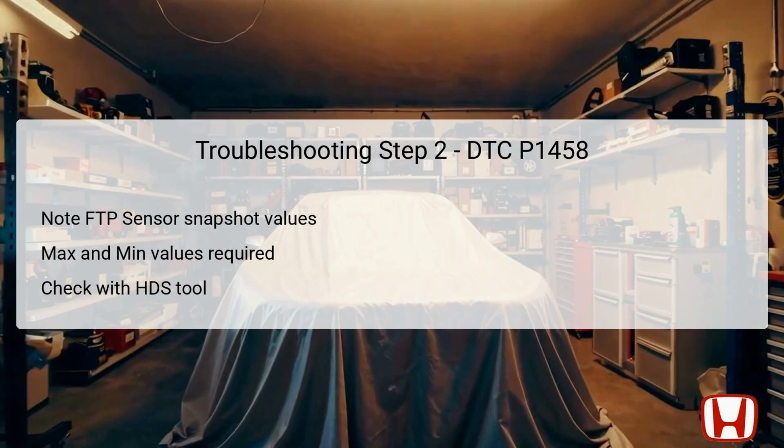In the second troubleshooting step, it's essential to work with the HDS, Honda Diagnostic System tool, to note the recorded onboard snapshot parameters, specifically focusing on the max and min values of the FTP sensor. The HDS tool provides a comprehensive interface for examining various vehicle data points, crucial for pinpointing issues accurately. By noting these specific values, you can compare them with the operational thresholds defined for normal performance.